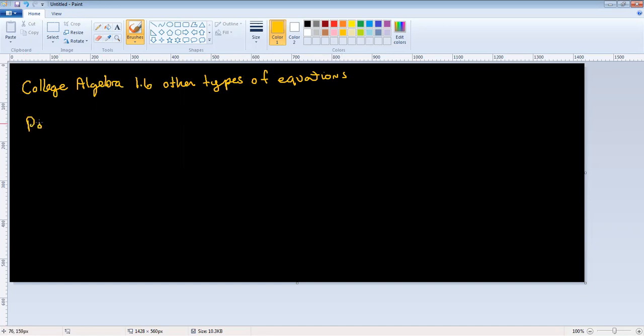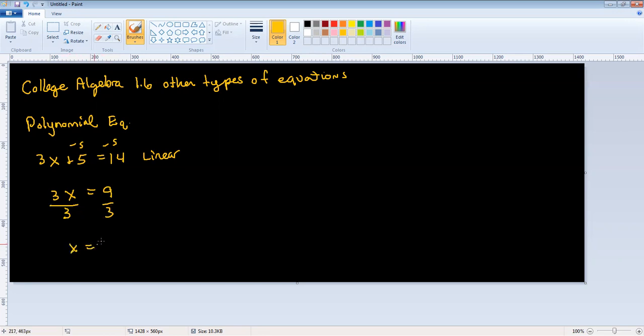So we have something called a polynomial equation. What if I had 3x plus 5 equals 14? Well, this is a linear equation. If I move the 5 over, minus 5 on both sides, I get 9. If I divide by 3 on both sides, I get 3. So 3 is the solution to this linear equation.